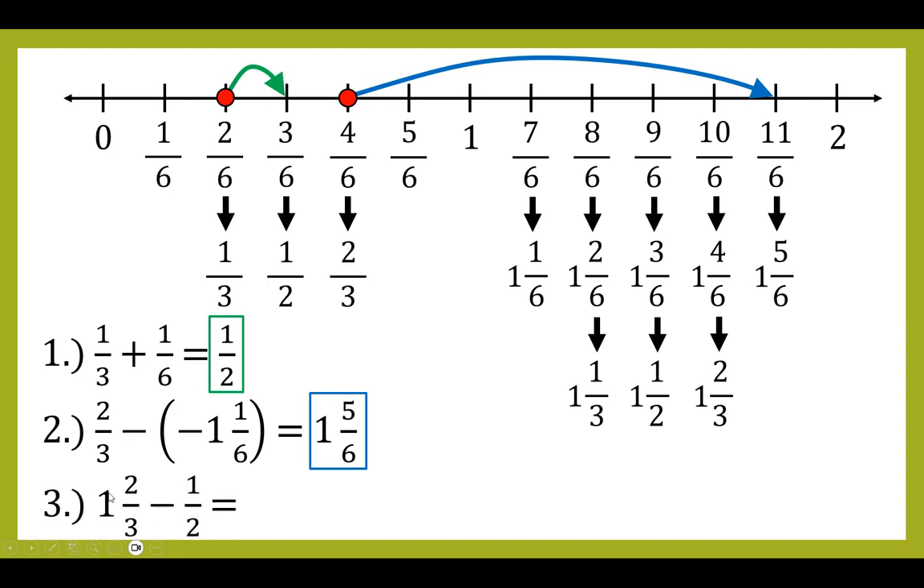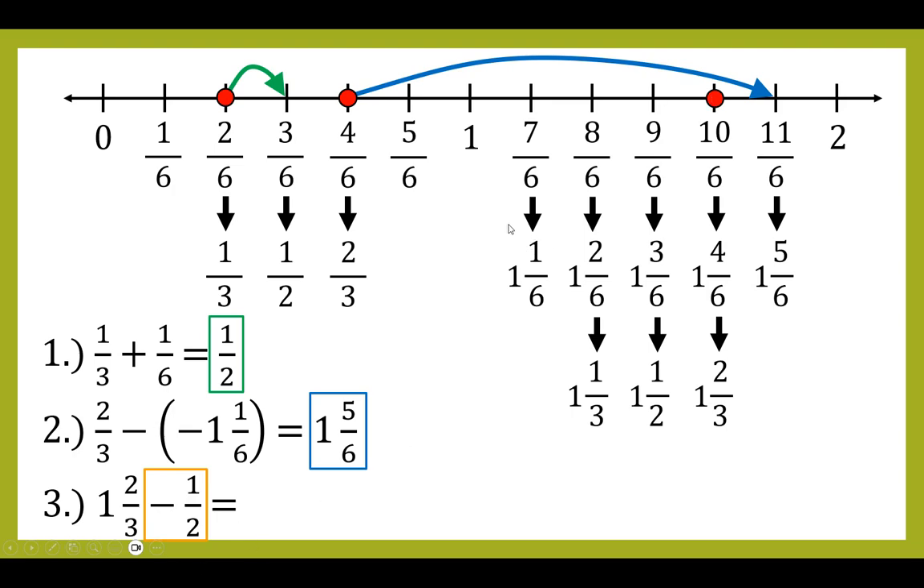Okay, last problem. 1 2/3 minus 1/2. So I'm going to start at 1 2/3. I'm going to locate that on the number line. So I can see 1 2/3 over here. So I am going to place a dot, and then I am going to subtract a half. So minus 1/2. So I'm subtracting a positive value. So I'm actually going to be going to the left.